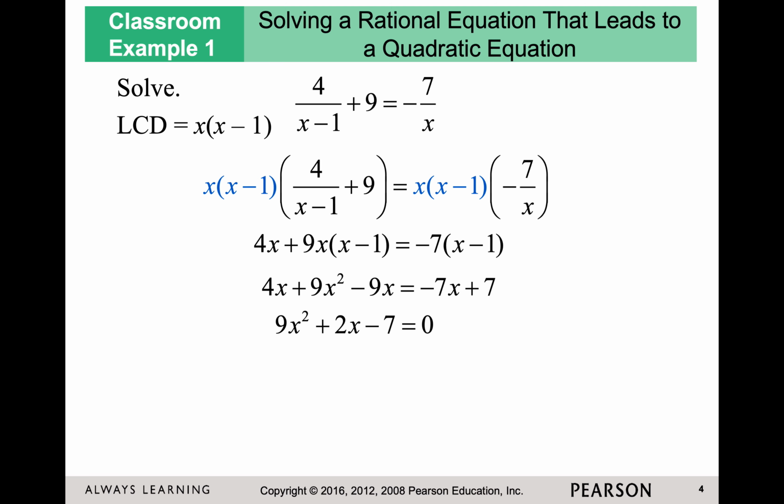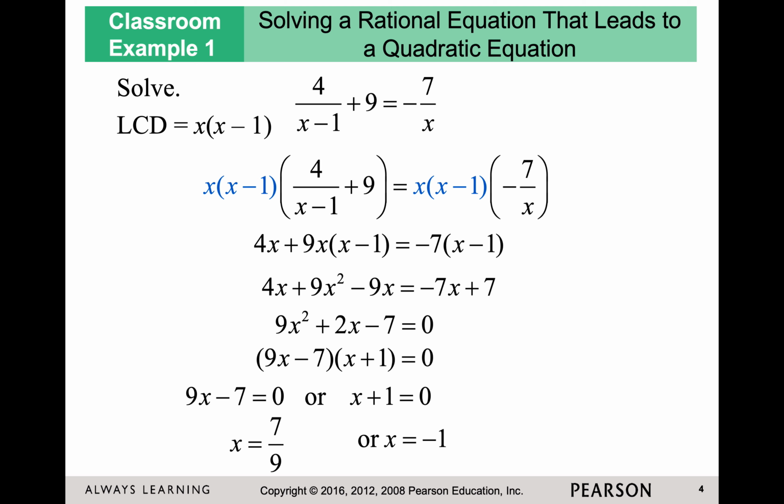Once I get here, you can use any method to solve that you want. You could factor, you could use the quadratic formula, you could do completing the square. It is totally up to you. In this case, it does factor, which means that my answers are 7/9 or negative 1. You can pause the video here and go ahead and complete this with the quadratic formula, and you should still get the same answer.